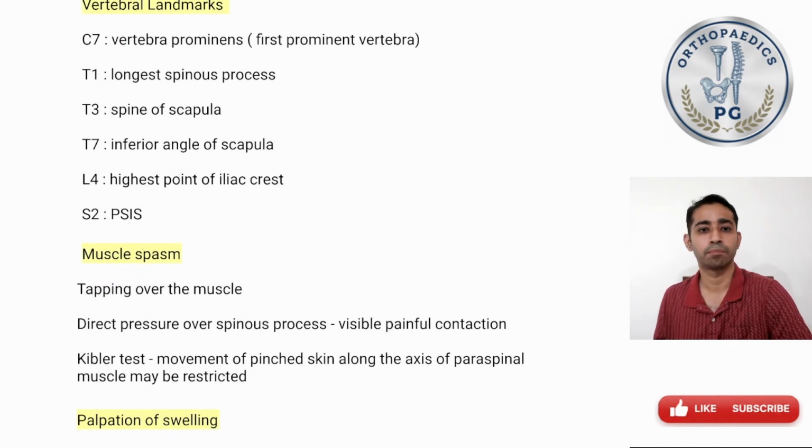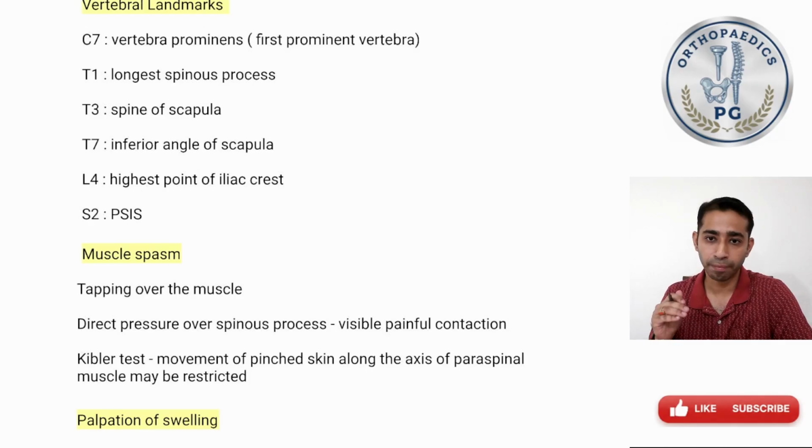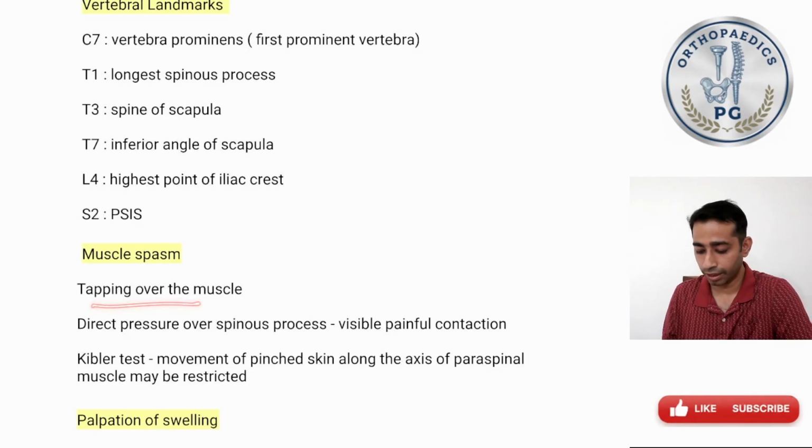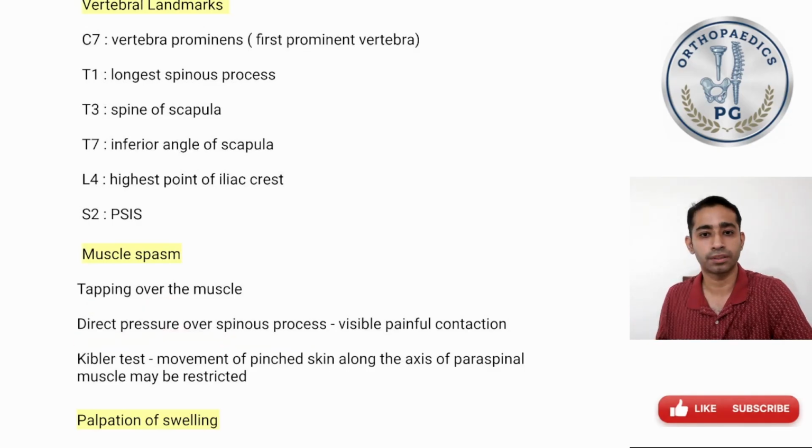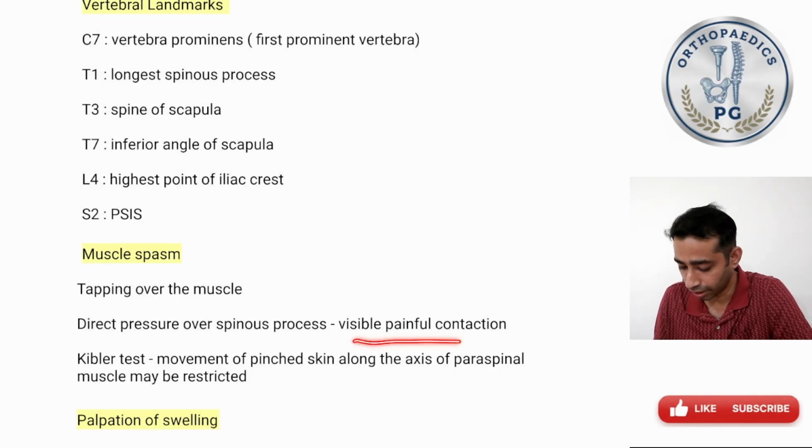The next is muscle spasm. So you can also palpate muscle spasm. The methods are tapping over the muscle, so you can see any contraction of the muscle. You can put direct pressure of the spinous processes and you can see any visible painful contraction.